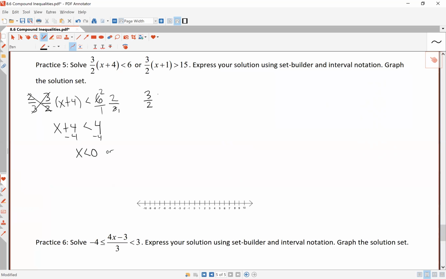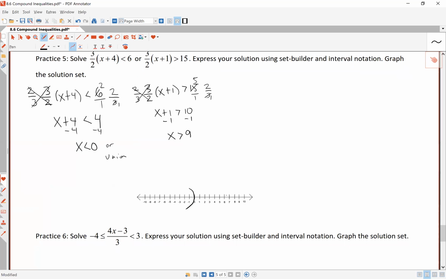Doing that same thing on this one, 3/2 times x plus 1 is greater than 15. Multiply both sides by 2/3. And get x plus 1 is greater than 10. Subtracting 1 from both sides gives us x is greater than 9. So this is the union of these two sets, so we put them together.